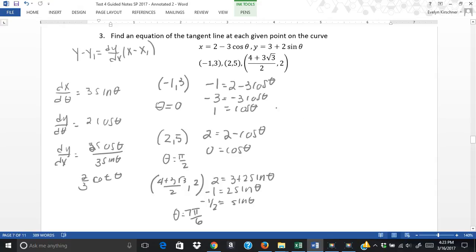So now what I'm going to do is find out what my slope is. So at theta equals 0, well, the cotangent of 0 is undefined, which means my line is going to be a vertical line, so it's x equals -1. And at pi over 2, my slope is going to be 0, so it's going to be a horizontal line, or y equals 5.